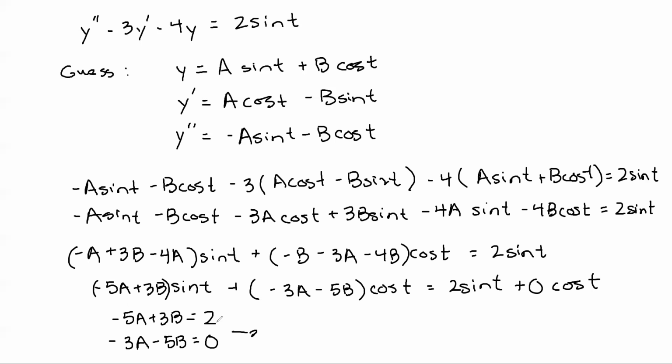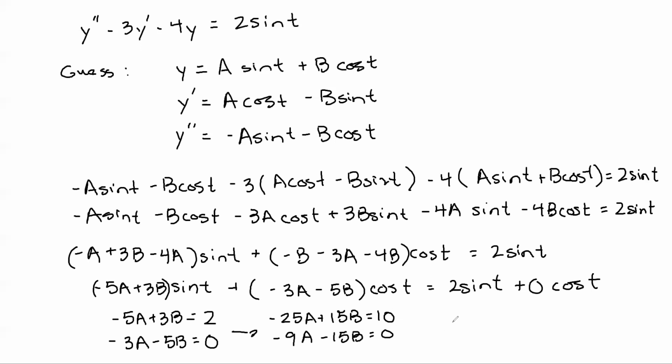And then we could go through and solve this. Multiply the top one by 5 and the bottom one by 3. So we'll get negative 25a plus 15b equals 10. And the bottom one by 3, we'll get negative 9a minus 15b equals 0.